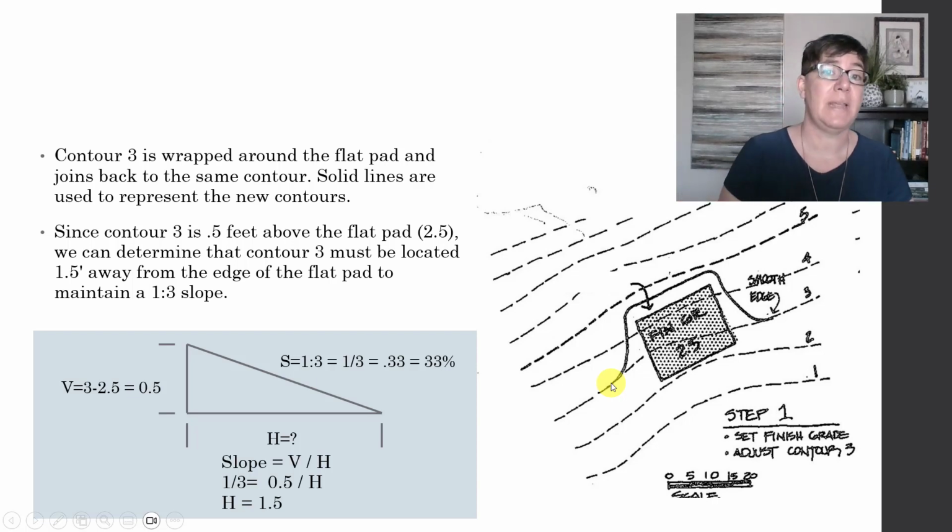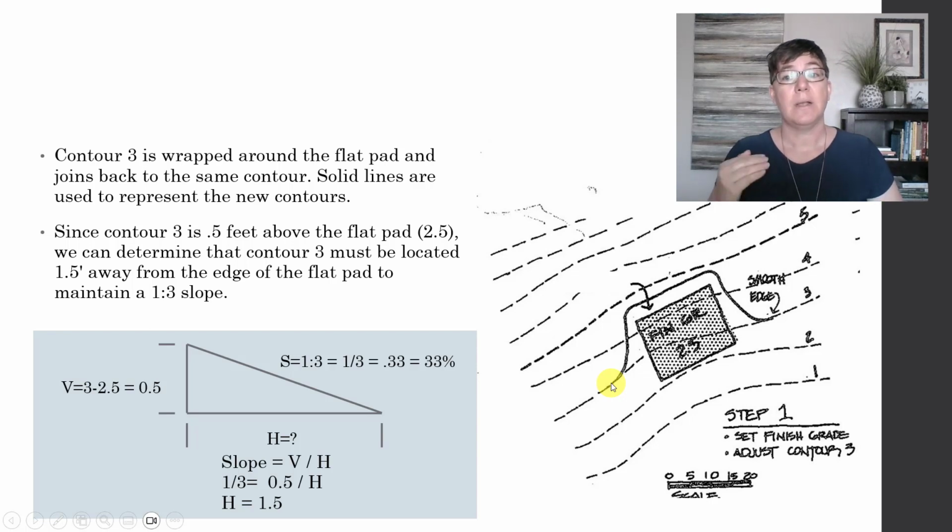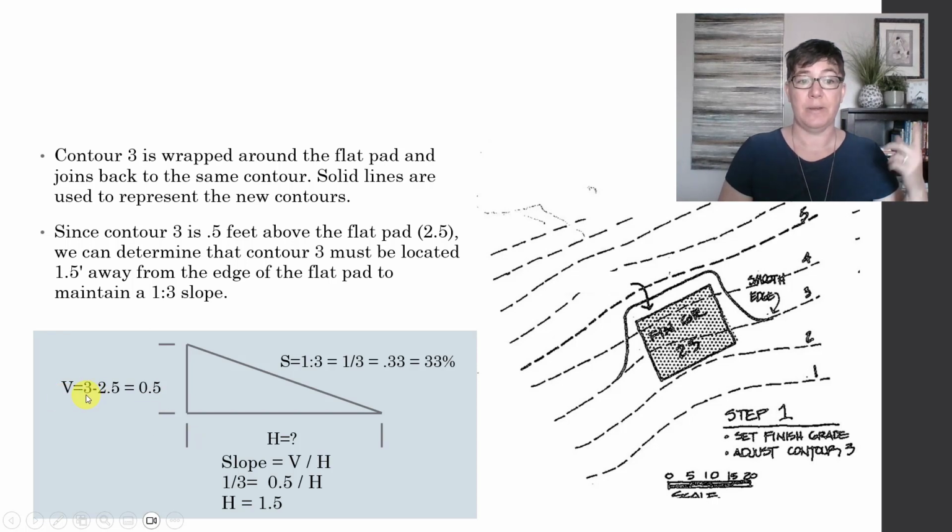Now, where should we place this on the plan? You need to do a calculation. Contour 3 is going to be 0.5, or half a foot, above that flat pad. Remember, we set that at 2.5. So you draw your little diagram right here. We know that the vertical height is going to be 3 minus 2.5, which is 0.5, or half a foot. We know that our slope, this is given to us, by the way, we're going to maintain a 1 in 3 slope. We know that our slope is 1 in 3 or 0.33.